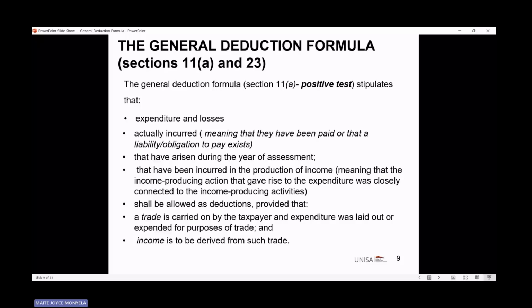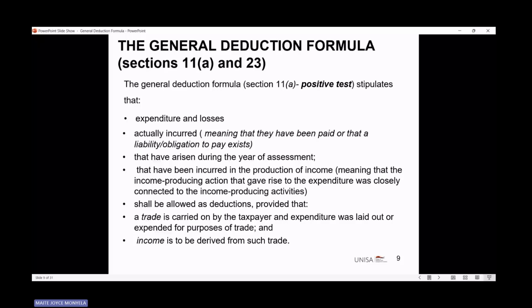So in terms of Section 11A, we have the positive test, simply that expenditure and losses actually incurred, meaning that they have been paid or that a liability or obligation to pay exists. That has arisen during the year of assessment and has been incurred in the production of income. The action that gave rise to the expenditure must be closely connected to the income-producing activities. Later we'll talk about the other requirement, which is capital in nature.